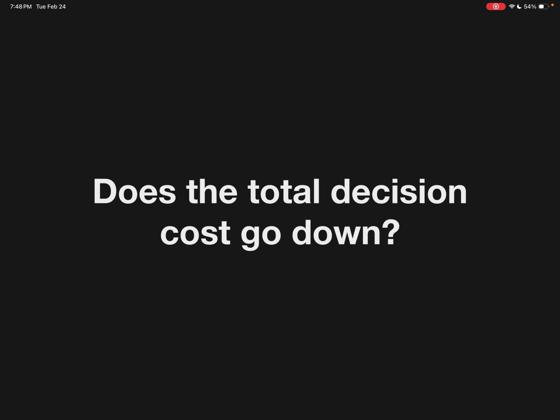I no longer ask, is this AI good? I ask one question: does the total decision cost go down? That must include the cost of monitoring, compliance, and escalation. If the verification tax is larger than the inference savings, the feature should die in the design phase. That is discipline. We shouldn't just be building features, we should be protecting margins.